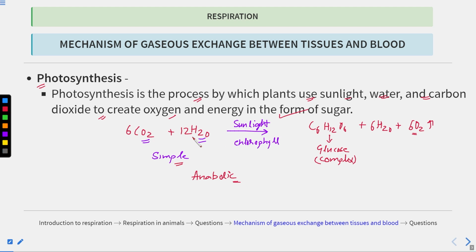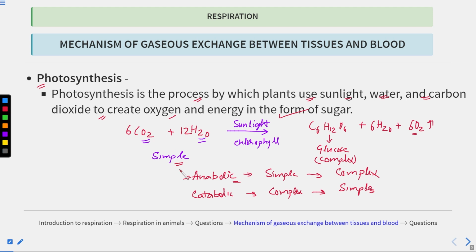Whereas the photosynthesis is an anabolic process, the respiration is a catabolic process. So what happens in anabolic process? From the simple molecules, complex molecules are formed. Whereas during the catabolic process, what is happening? Opposite of this. The complex molecules are broken down into the simple molecules. All right, this is clear.